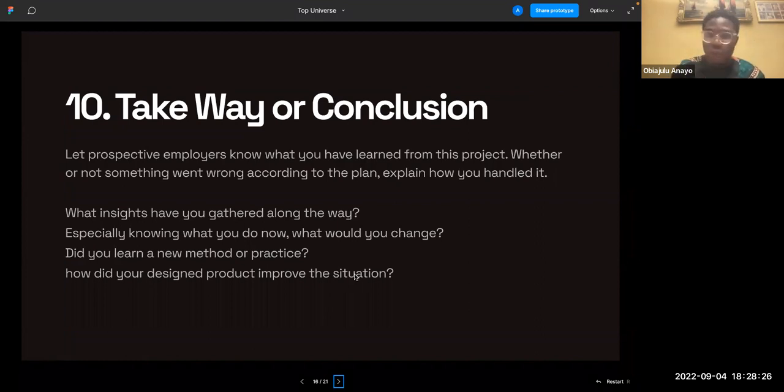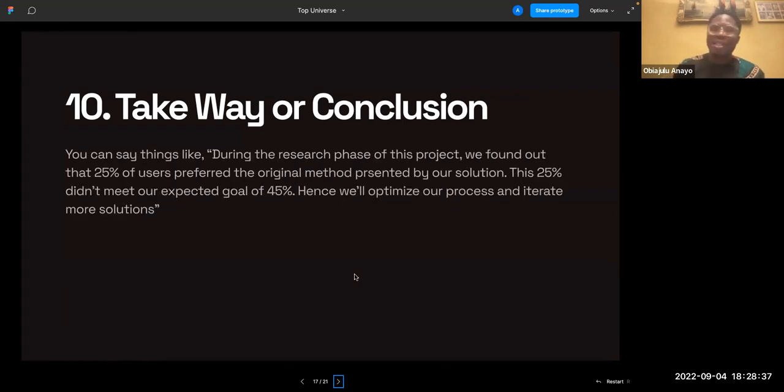What are you going to do now? What are you going to change? Did you learn a new method during the case study? How did your design improve the situation, or did it make it worse, right? So for example, you can say things like this in your takeaway and conclusion: during the research phase of this project, we found out that 25% of users preferred the original method presented by our solution, and this 25% did not meet our expected target of 45%. Hence, we optimized our process and iterated more solutions. This is a very honest takeaway from the case study, right?